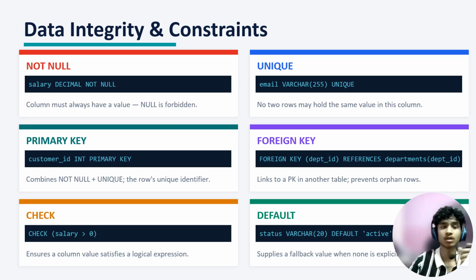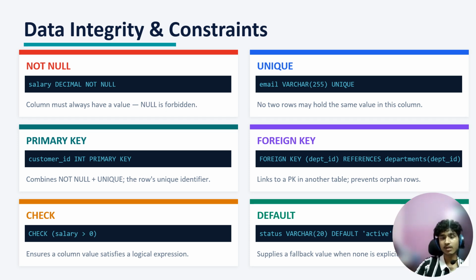Next, we're going to learn about data integrity and constraints. So what does data integrity actually mean? It means maintaining the accuracy, consistency, and reliability of data stored in a database. It ensures that the data is correct, valid, and not duplicated or corrupted. For example, a customer ID should not be empty, or an order should always belong to a valid customer. Next one is constraints. Constraints are rules applied to database columns to enforce data integrity and prevent invalid data entry.